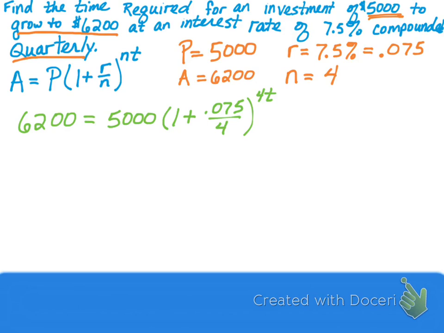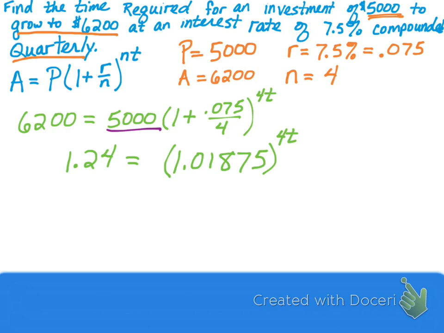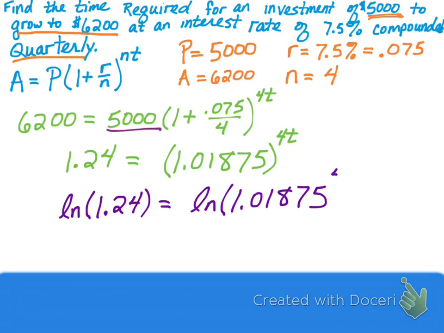Going with order of operations, the first thing we're going to do is divide by 5,000. And so we get 6,200 divided by 5,000 is 1.24. And so now we have 1.24 equals 1.01875 raised to the 4t power. Exponential functions are undone by logarithms. So we're going to take the natural log of both sides. The reason I choose natural log is because our calculators have this button on it. You could also use log base 10, which is a button on our calculators.